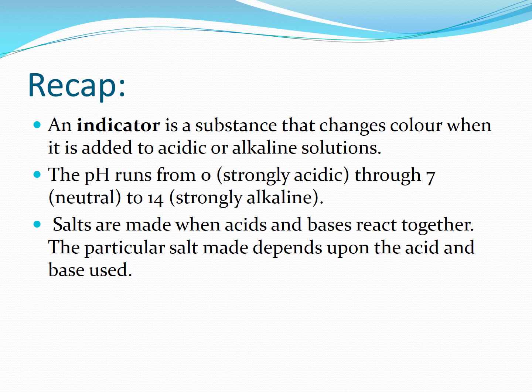Now the recap of the lesson. As you know, an indicator is a substance that changes color when it is added to acidic or alkaline solutions. The pH runs from 0, strongly acidic, through 7, neutral, to 14, strongly alkaline. And we know that salts are made when acids and bases react together, and the particular salt made depends upon the acid and base used.